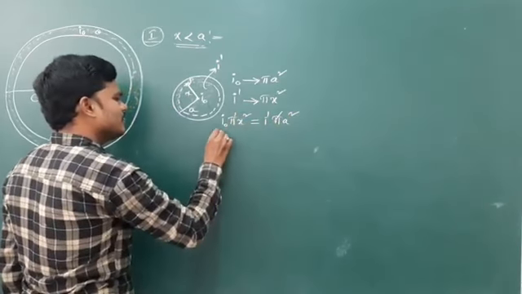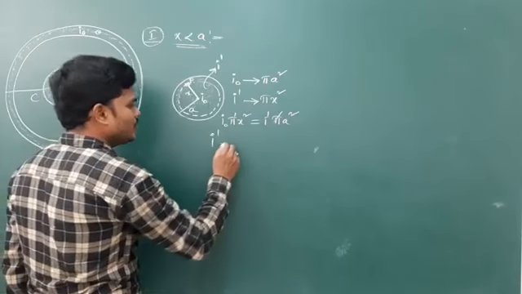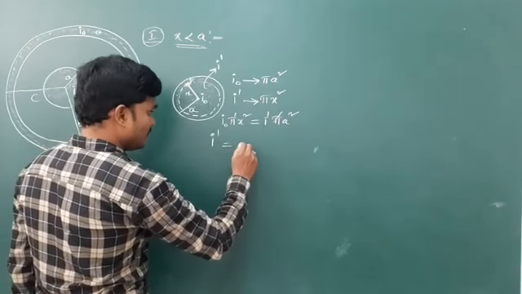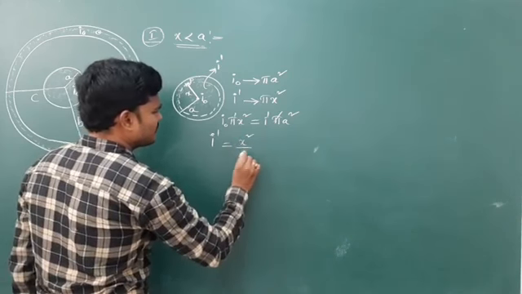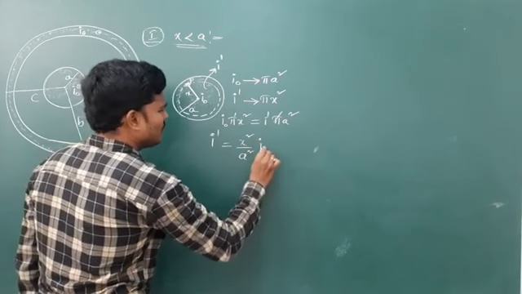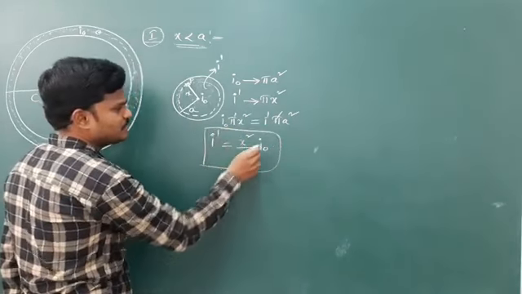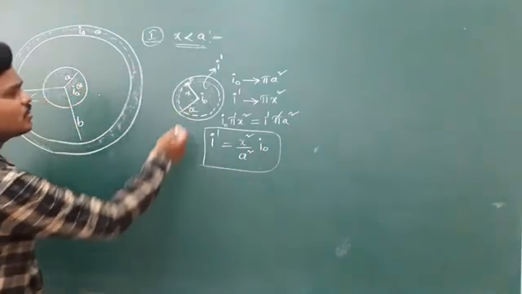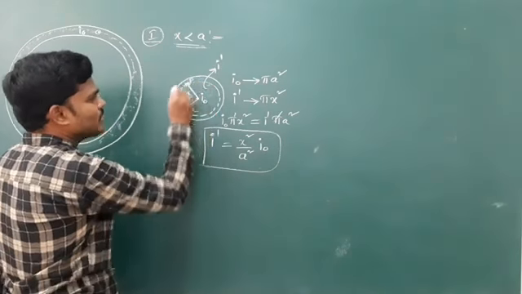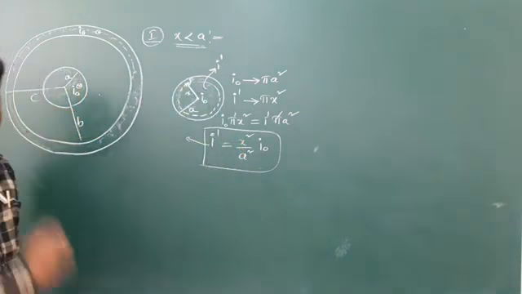So I dash is the current enclosed by the Amperian loop. So I dash is equal to x square by a square I naught. Of course, this we can write directly. If these two are same, current will be same. If x and a are same, current is same. But the current enclosed by the Amperian loop is x square by a square I naught.